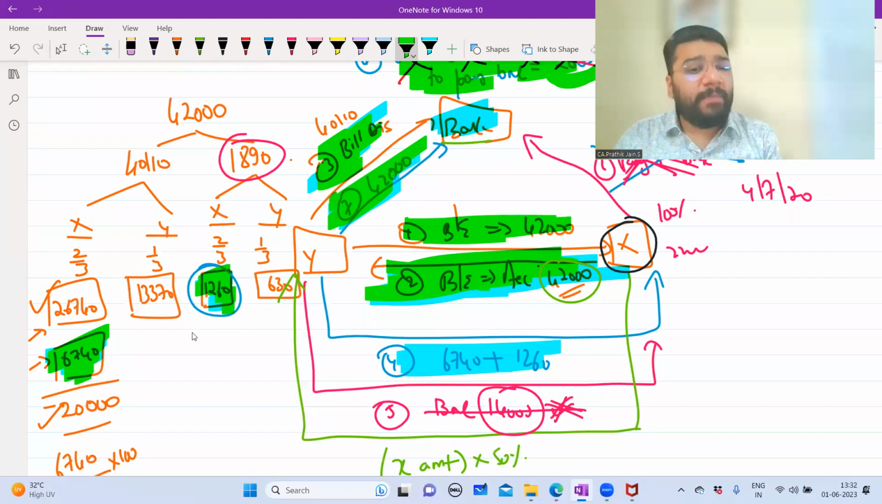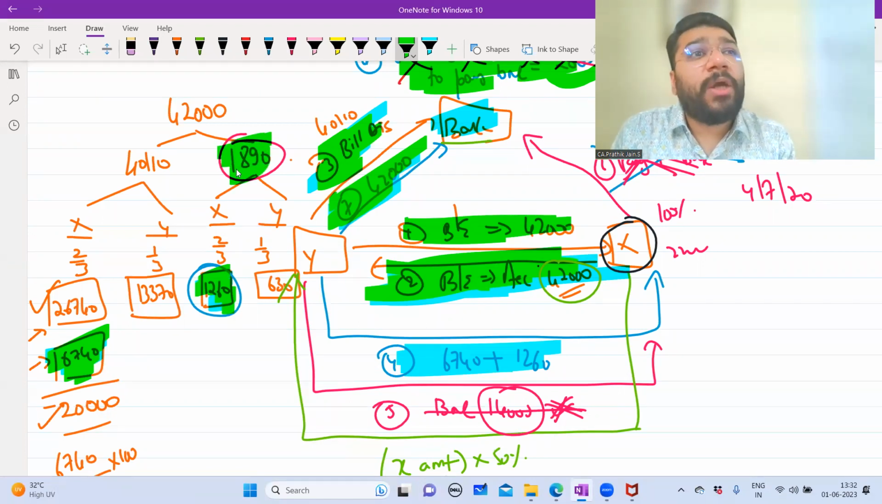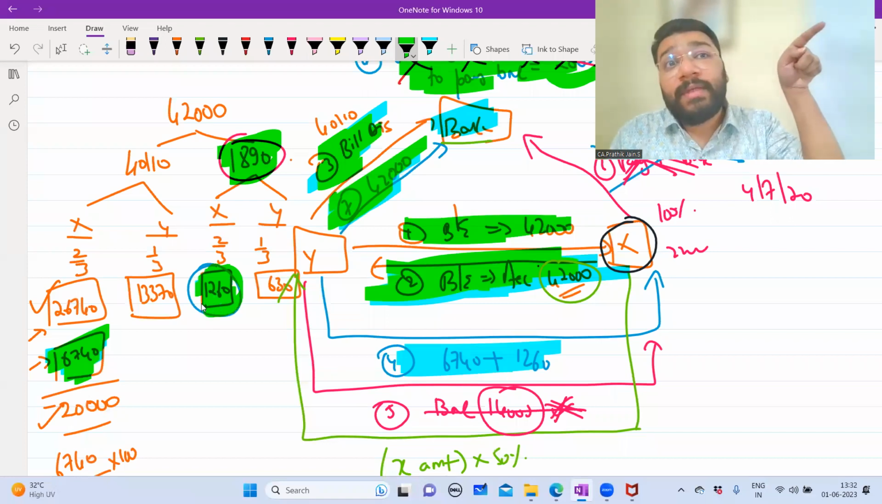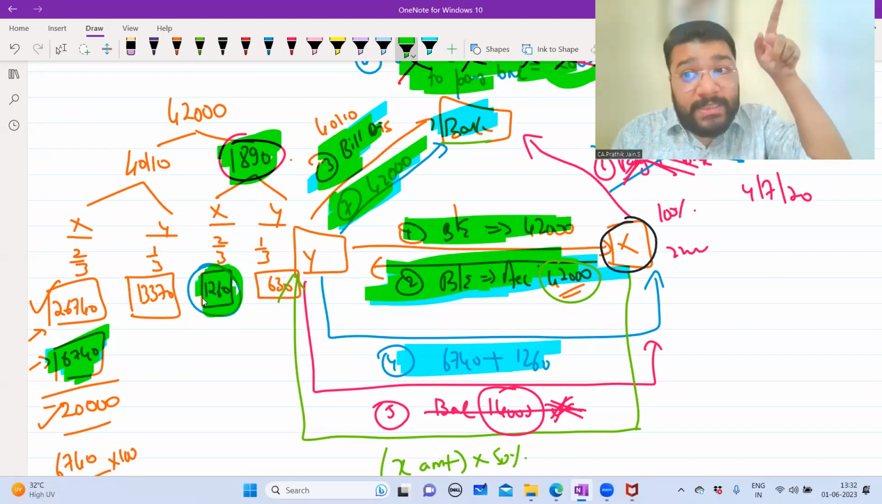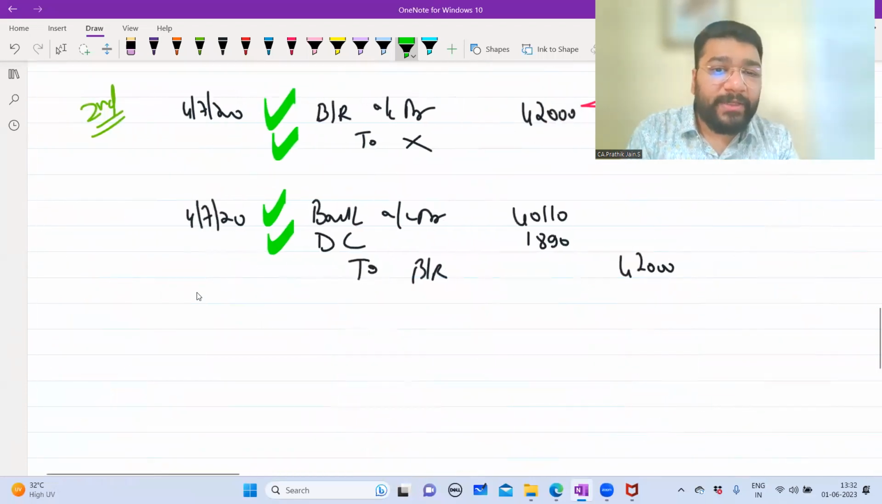So Y has to make the payment of 6,740 to X. So, guys, 1,890 is the discounting charges. Who originally recorded? Y recorded. Out of this 1,890, we have to transfer the burden of 1,260 on X. So we have to reverse the discounting charges to the extent of 1,260. So what will be my next entry?